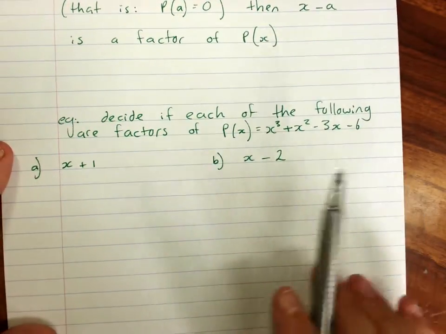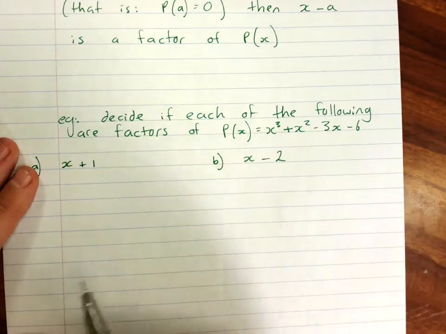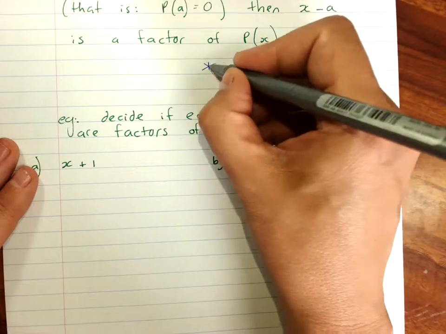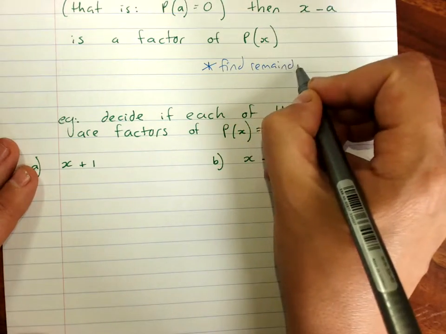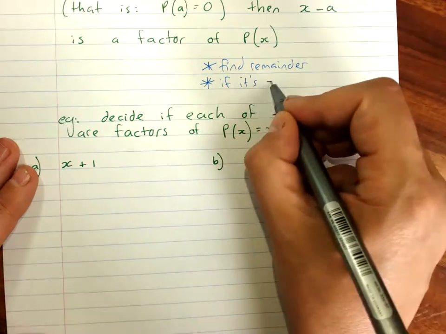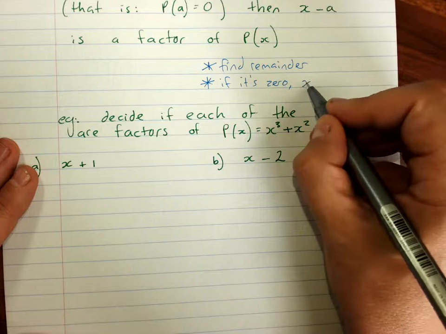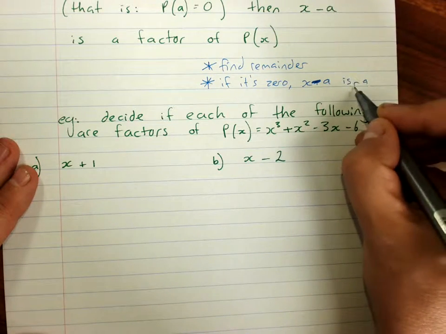But for now we're just going to decide if each of these are factors of this polynomial. So we find the remainder, and if it's 0, then our expression x minus a is a factor.